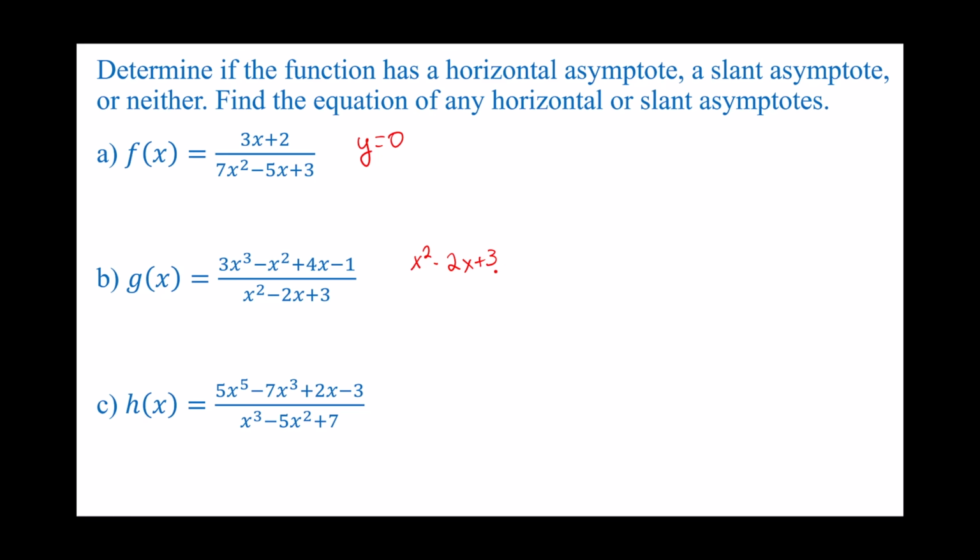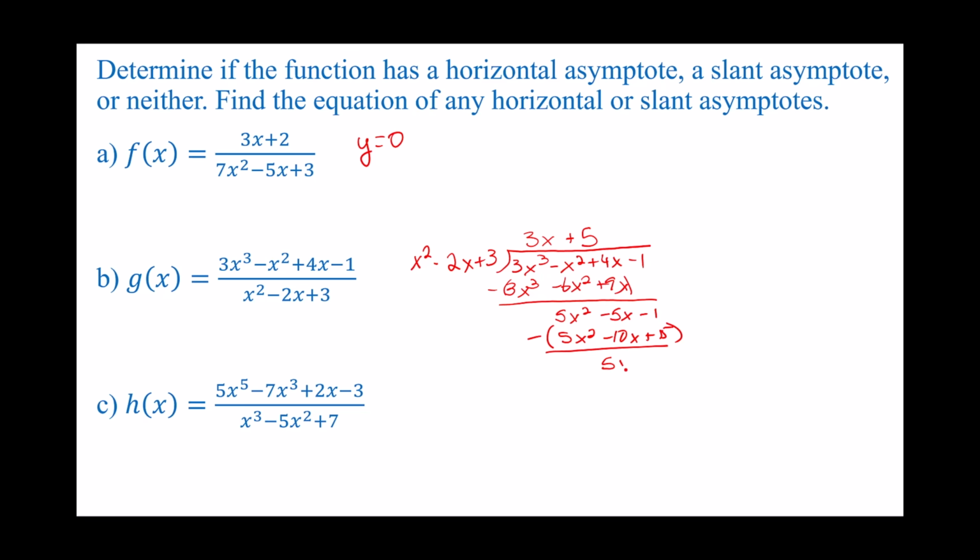We have x squared minus 2x plus 3 into 3x cubed minus x squared plus 4x minus 1. Do the division. x squared goes into 3x cubed. 3x times x squared is 3x cubed. 3x times negative 2x is negative 6x squared. And 3x times 3 is 9x. Subtract, and we get 5x squared minus 5x minus 1. And then x squared goes into 5x squared 5 times. Multiply, we have 5x squared minus 10x plus 15. Subtract, and we get 5x minus 16.